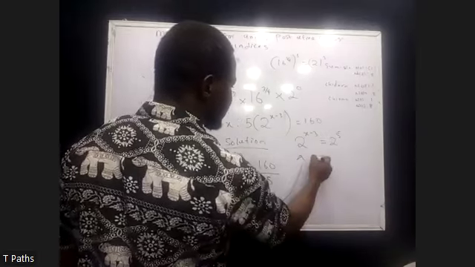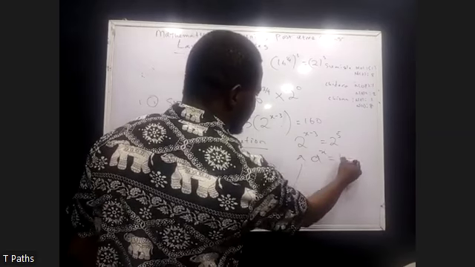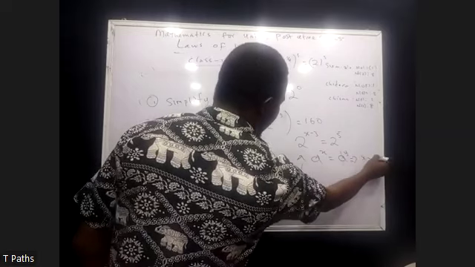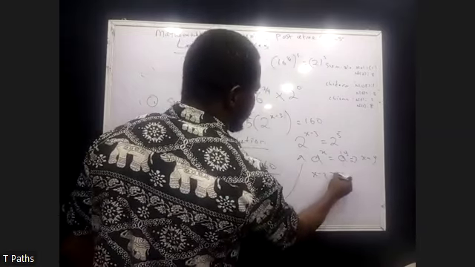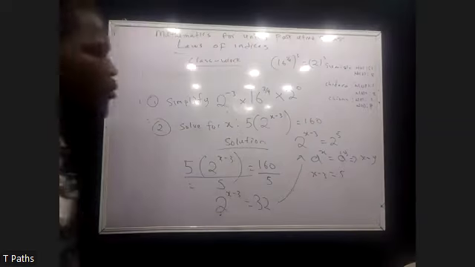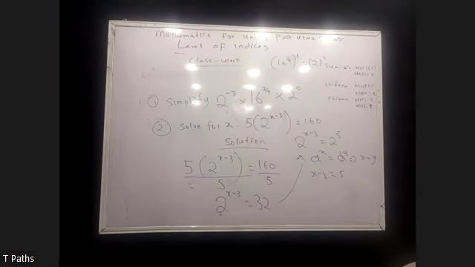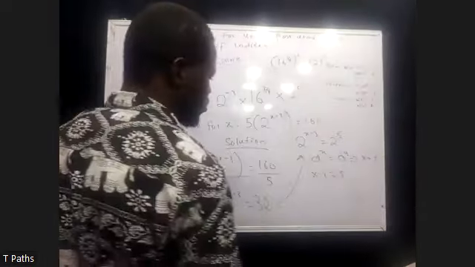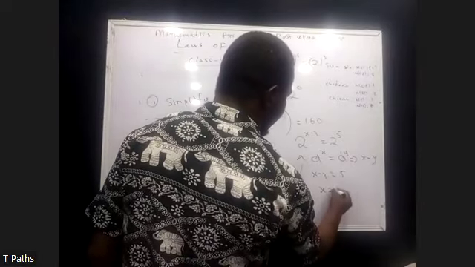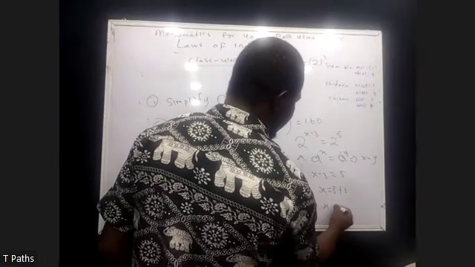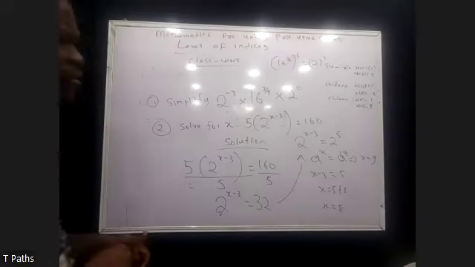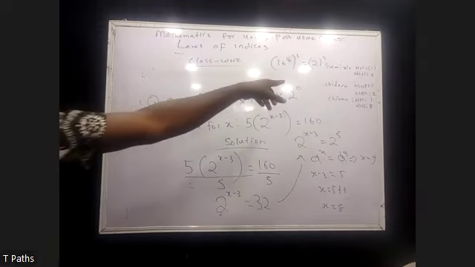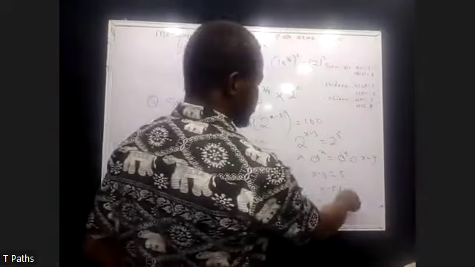Now there's a law that says that if a to the power x equals a to the power y, then x equals y. So here x minus 3 equals 5. Now some people got 2. Maybe the person that got 2 made a mistake of bringing this 3 to this side and calling it minus. So here it is 5 plus 3, the additive inverse of minus 3 is plus 3.